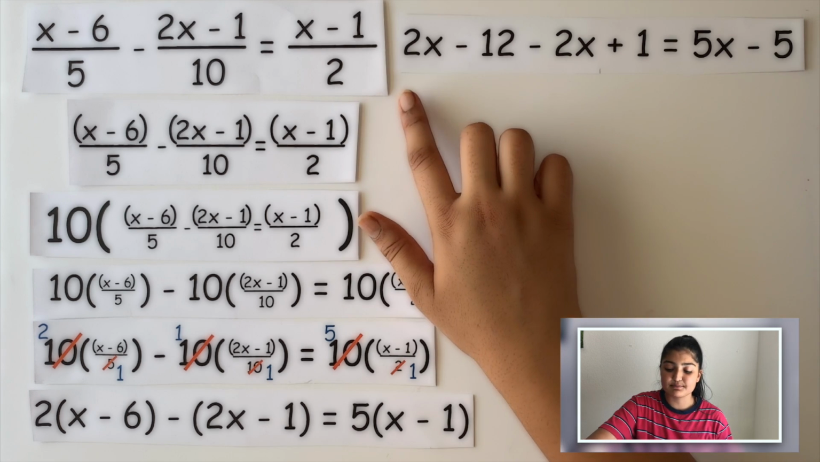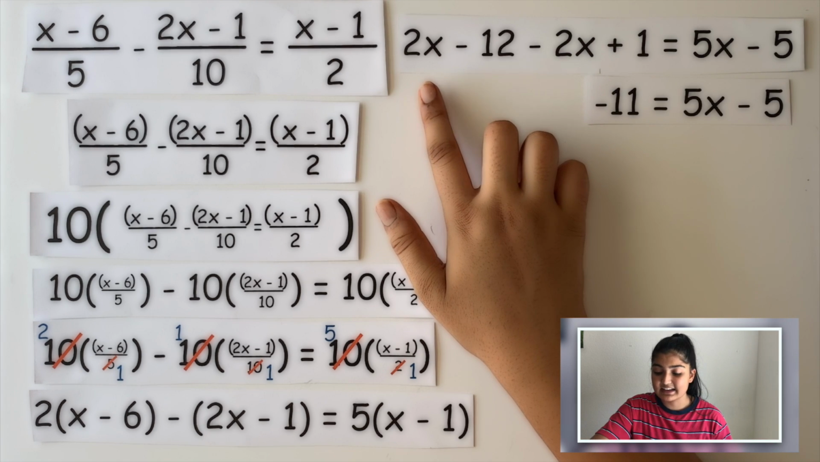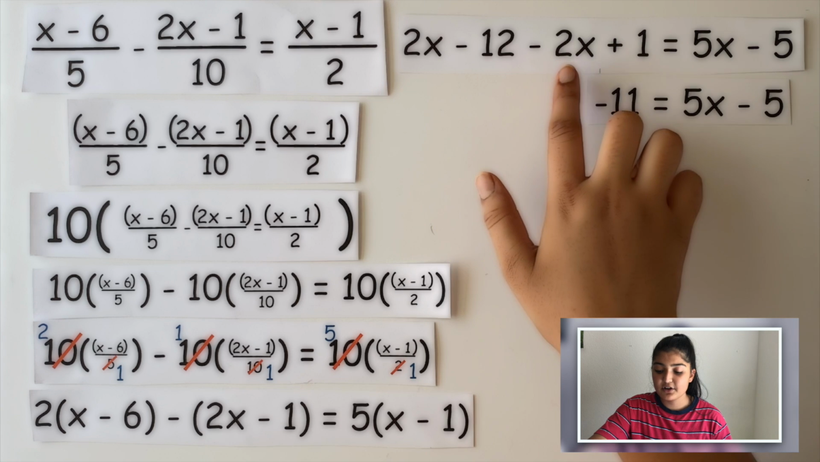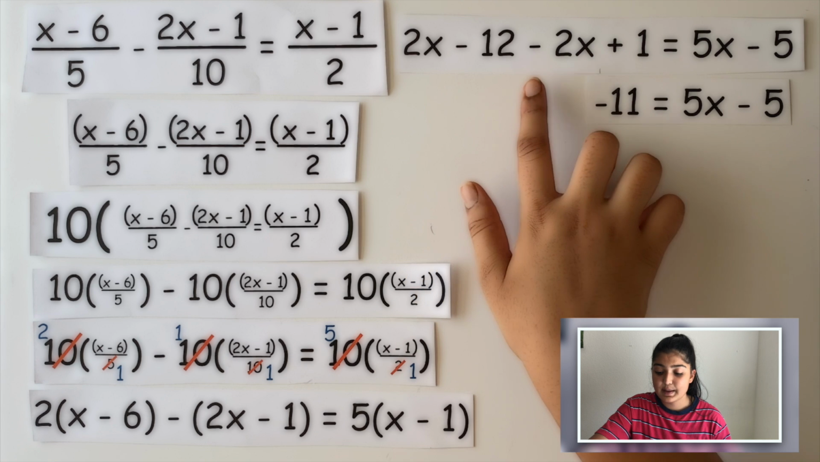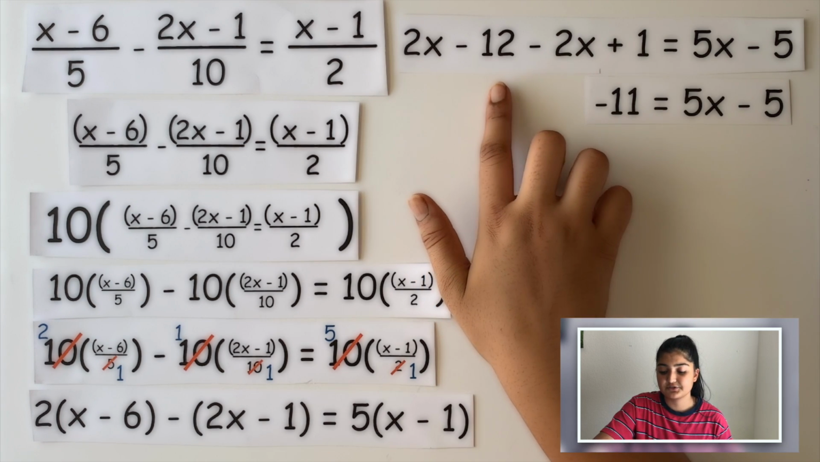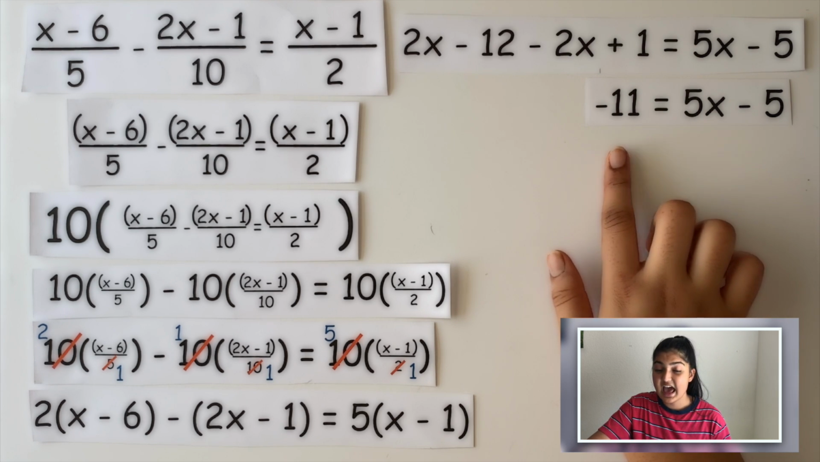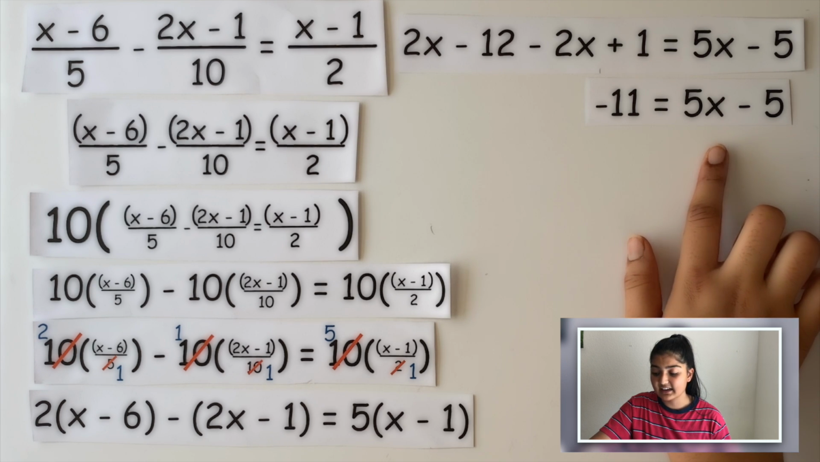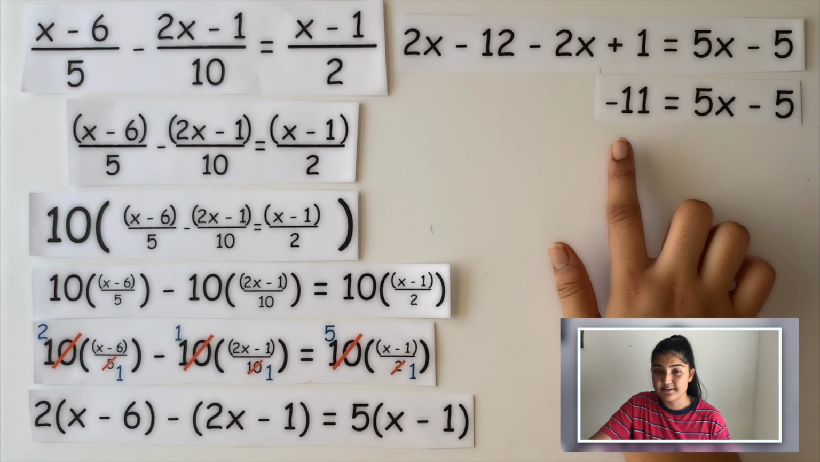Next, we can simplify the left side of the equation. On the left side of the equation, the variable terms cancel each other out because 2x minus 2x is 0. Then we are left with the constants. Negative 12 plus 1, which is negative 11. And this is equal to 5x minus 5. Now, let's bring negative 5 to this side of the equation.